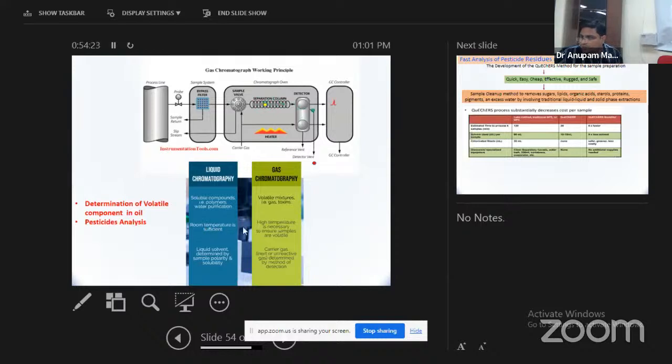Liquid chromatography uses room temperature, which is sufficient. High temperature is necessary in gas chromatography. The liquid solvent is determined by the sample polarity and solubility. The carrier gas is inert or unreactive, determined by the method of detection.